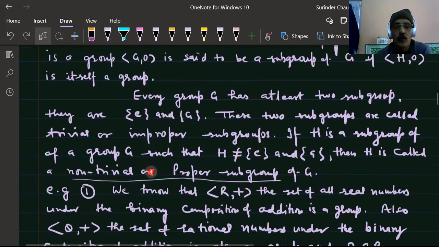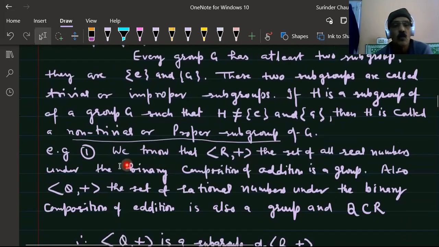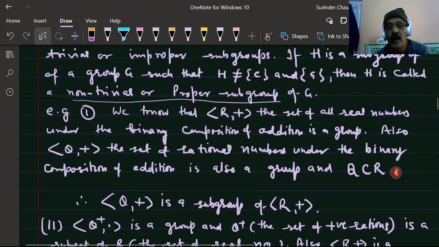I'm saying subgroup means subset, and if any subset of a group satisfies all four axioms, it is a subgroup. Now, for example, we know that the set of all real numbers under addition is a group. Also, the set of rational numbers under addition is also a group. And Q is a subset of R. Therefore, this set under addition is a subgroup of this.